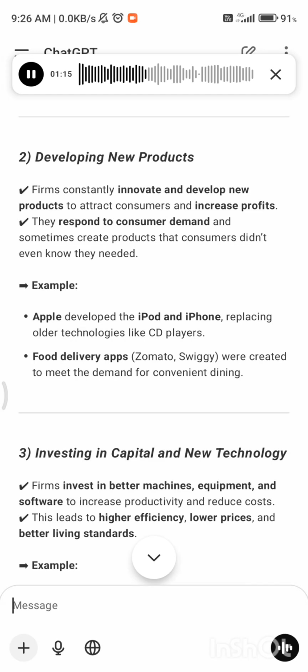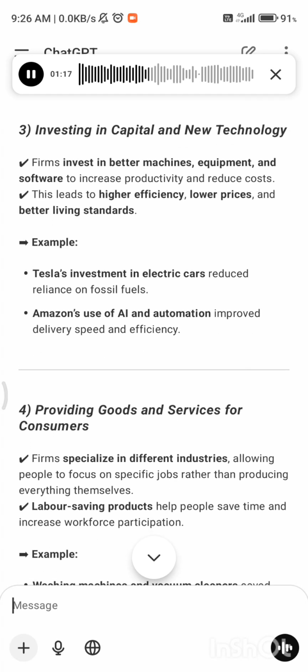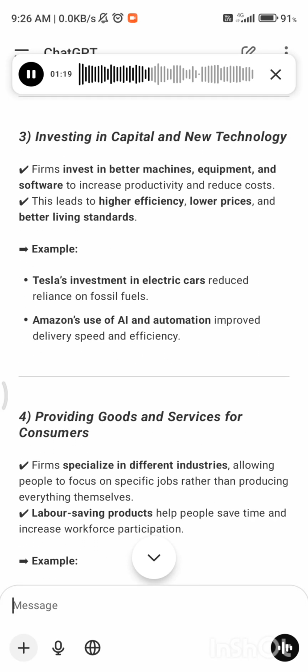3. Investing in capital and new technology. Firms invest in better machines, equipment, and software to increase productivity and reduce costs. This leads to higher efficiency, lower prices, and better living standards. Example, Tesla's investment in electric cars reduced reliance on fossil fuels. Amazon's use of AI and automation improved delivery speed and efficiency.